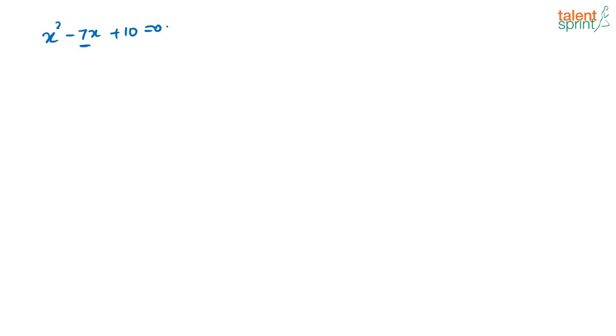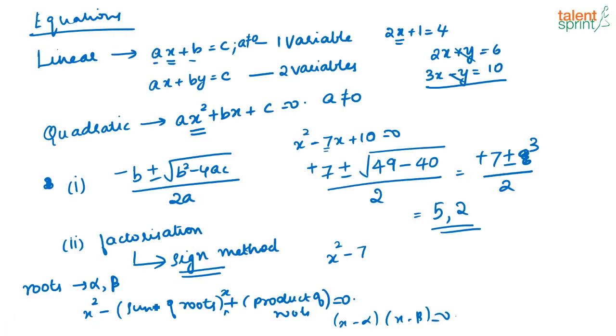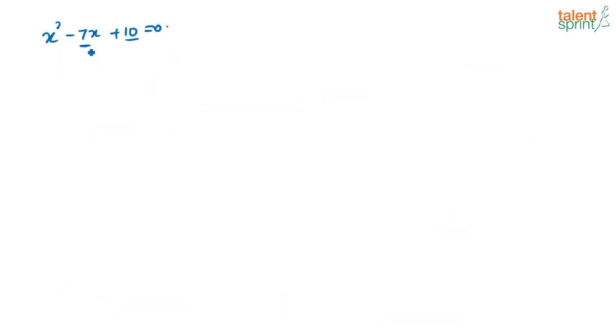You should find two numbers whose sum is 7 and product is 10. Remember, I am just making use of this concept that we learned: x squared minus the sum of the roots into x plus product of the roots is equal to 0. So what are the two numbers? Their product should be equal to 10 and their sum should be equal to 7. The two numbers are definitely 5 and 2, correct? 5 plus 2 gives you 7 and 5 into 2 gives you 10.